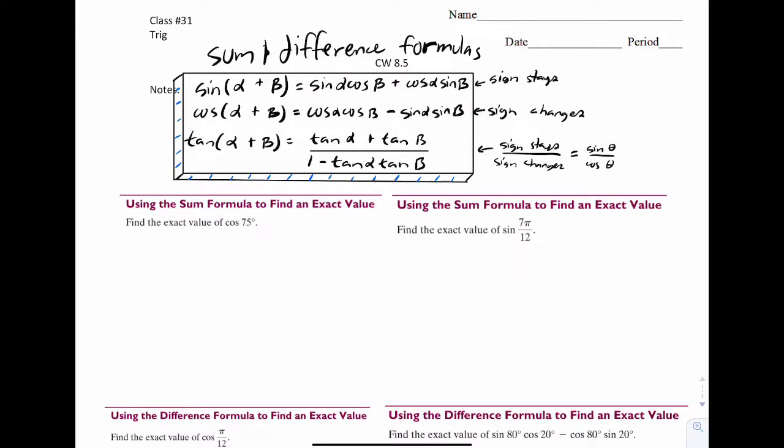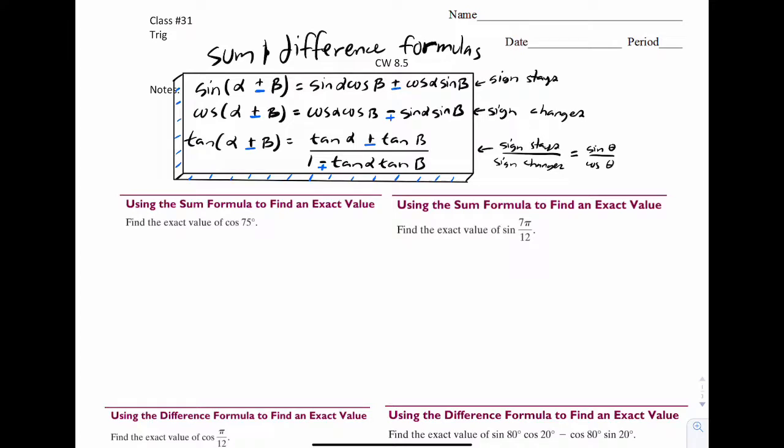Now, if it's minus, it's really easy. In a different color, notice how I'm notating a minus here. All you do is you just change the signs. So sine alpha minus beta is the same thing, just with a minus. If it's cosine alpha minus beta, it's the same thing, but with a plus. And if it's tan alpha minus beta, the top will stay, tan alpha minus tan beta, and the bottom will switch, 1 plus tan alpha times tan beta.